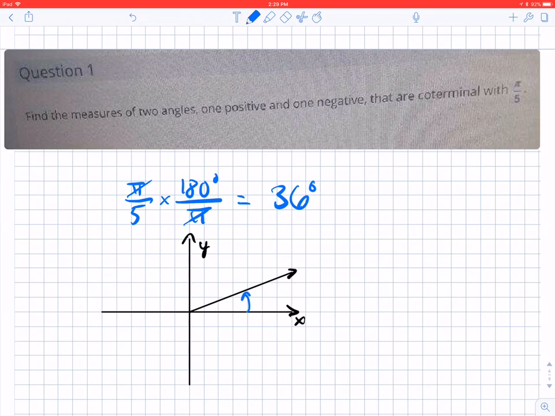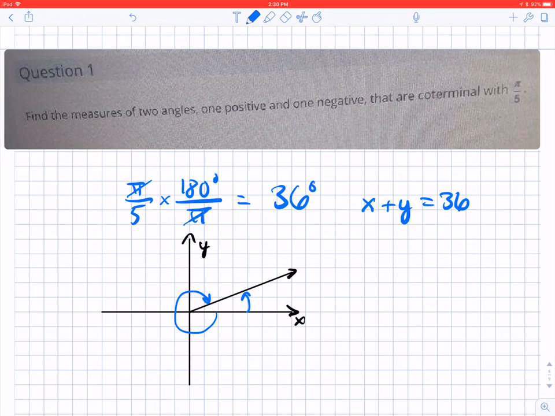Find the measure of two angles, one positive and one negative. So you need a negative angle that starts at 0, goes this direction, and finishes here. So when they add together, they give us 36. All right, so we need one angle plus a second angle to total 36.